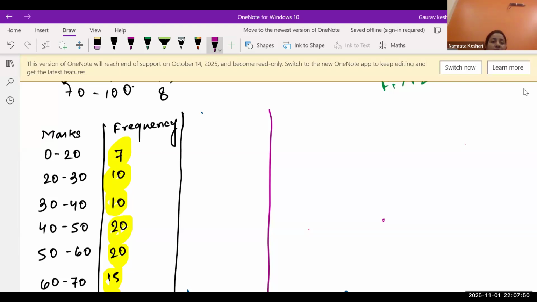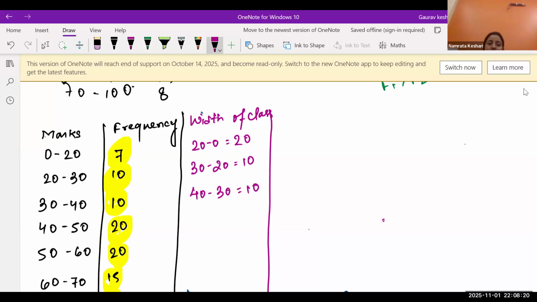Okay, so we will work with the data. First of all, we will find the length of each class. You call it width, you call it length, it's the same thing. So width of the class is upper limit minus lower limit. Upper limit minus lower limit, it will be 20. Next, upper limit minus lower limit, it will be 10. Next, it will be 10. Next, 10. Next, 10. And next, it will be 10. Clear? Yeah, ma'am. Okay, a few more data are there, but let's see with this much only.